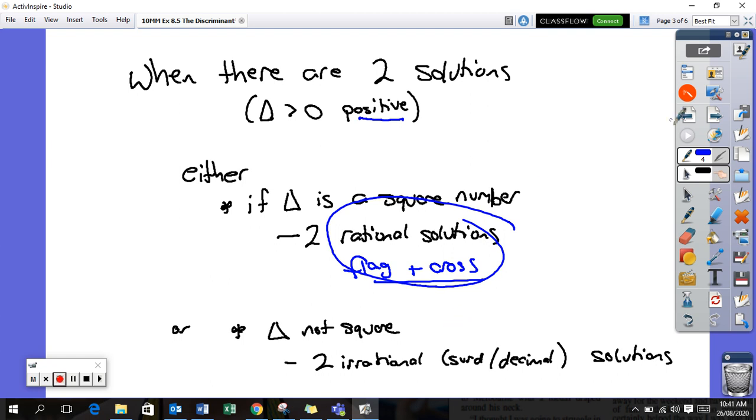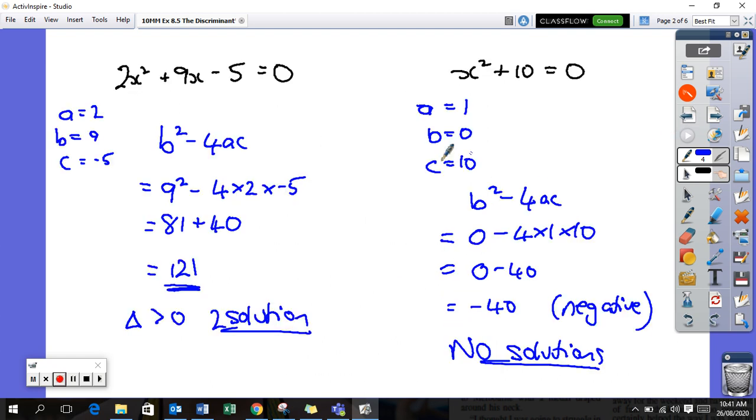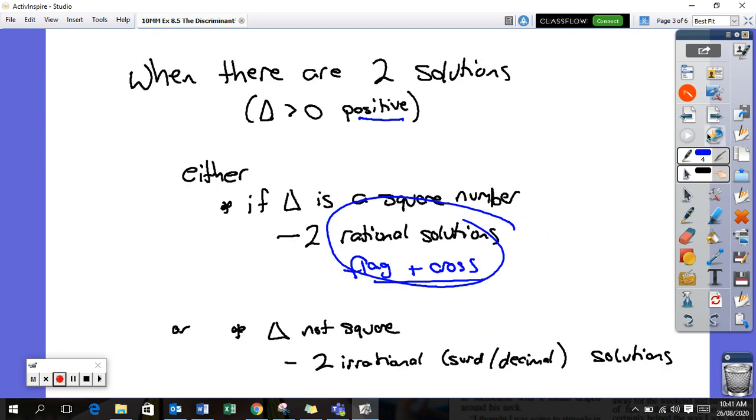Okay. Now I've said back here, we want to go here, so this one here, we get the discriminant is 121, so the square root of 121 is 11, so we're going to get negative 9 plus or minus 11 over 2 times 2, and that gives us our rational solutions. Okay, you can try that if you want.